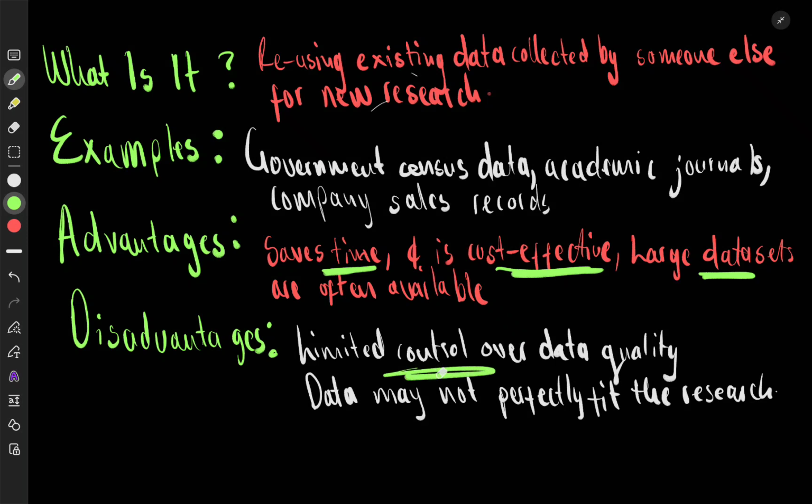Disadvantages: limited control over data quality. That is the biggest disadvantage. There is limited control over data quality. Okay, there is very limited control over data quality. Do you know? Because you're not the one who collected it. So you're just reusing it. So yes, data may not perfectly fit in the research. All right, so it saves time and it is cost effective, but data may not perfectly fit that research that you're doing.